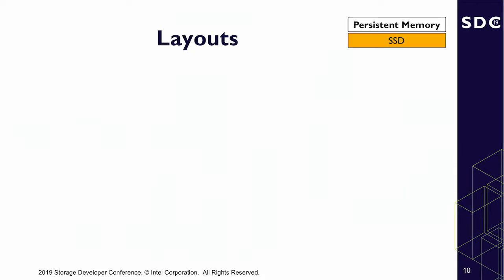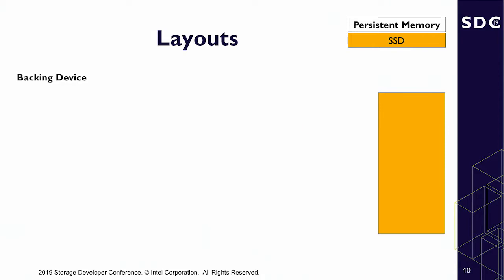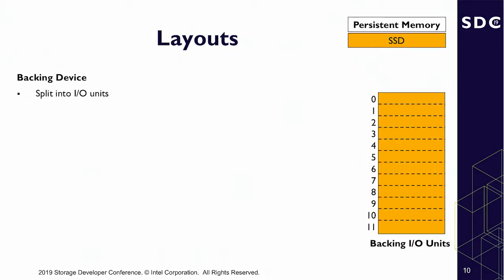Okay, so layout. I'm going to describe a little bit about how the data is actually laid out on the SSD and in persistent memory, and then I'm going to go through a few examples of what read and write operations actually look like. So first we've got the SSD. Go ahead and hit the next one there, Paul.